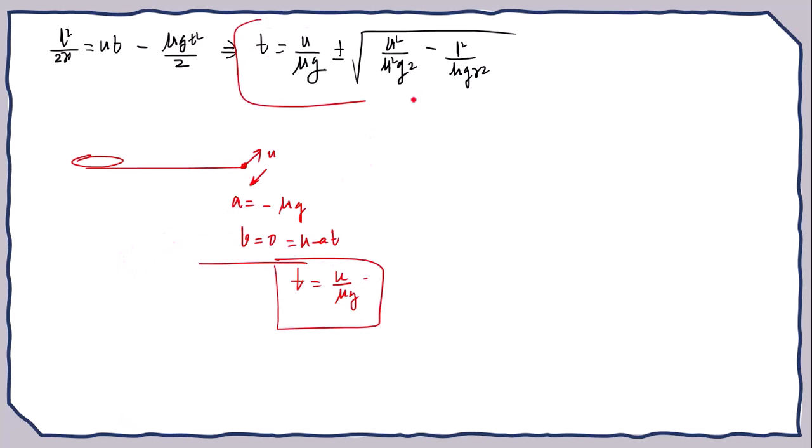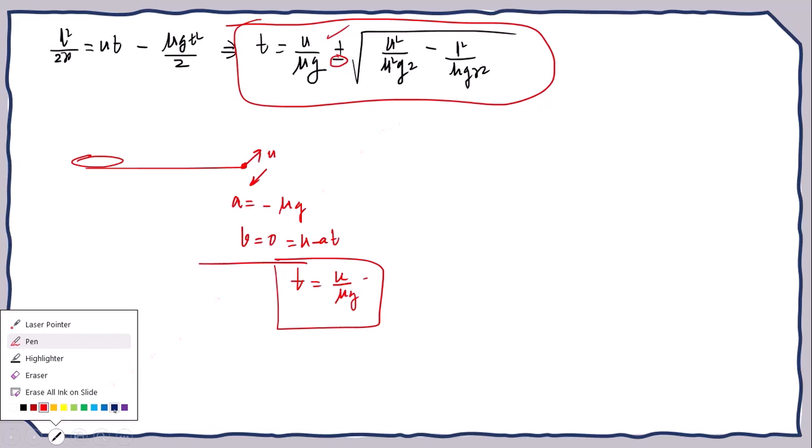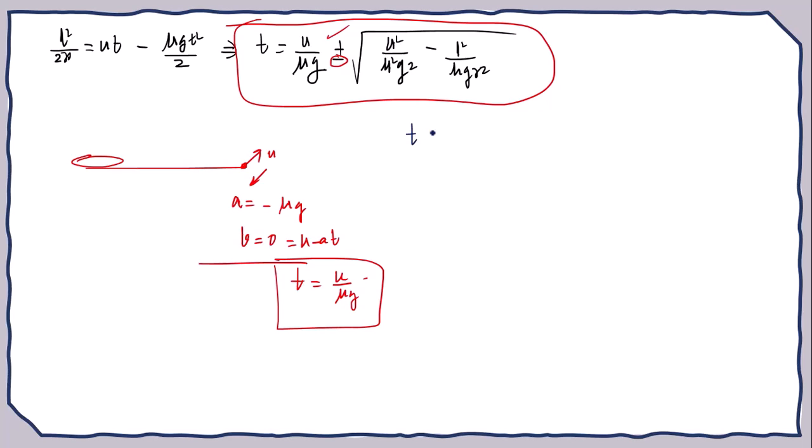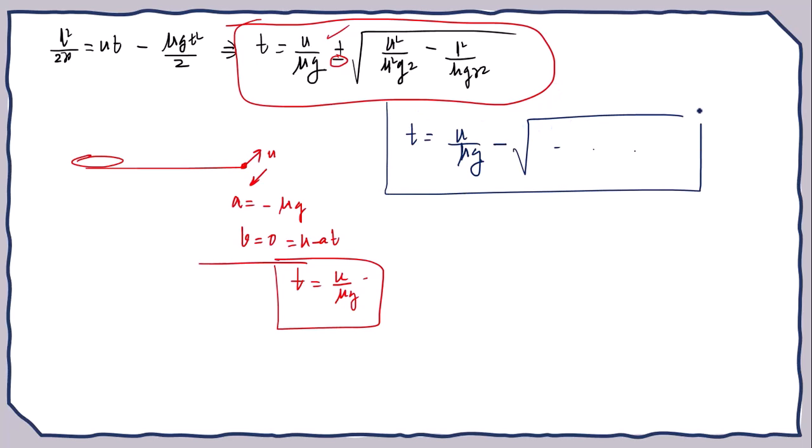That means whatever t I am getting out of this equation should be less than u by mu g. Less than means you should consider only the negative sign, so there is no positive sign. So ultimately I can conclude that t should be equal to u by mu g minus the square root of this number. This solution is only possible when the discriminant part should be greater than 0.